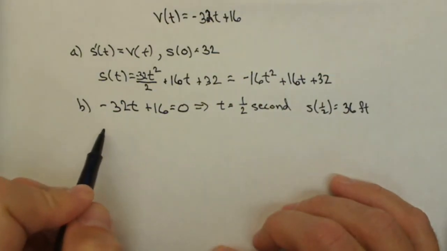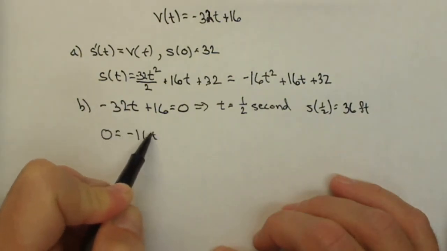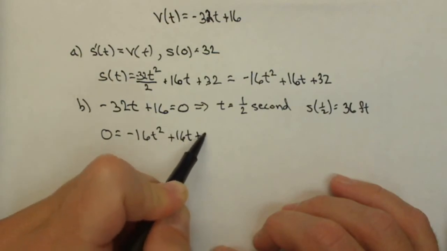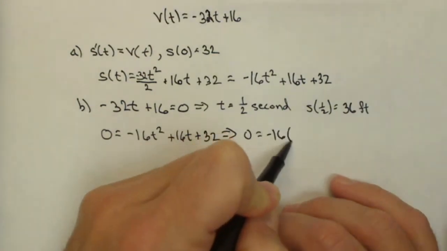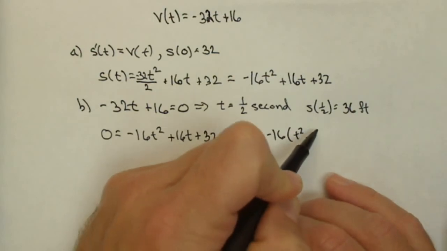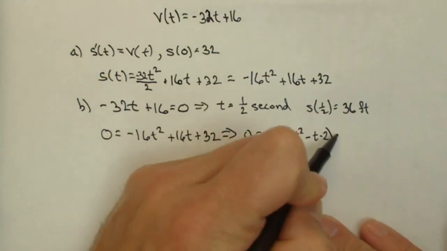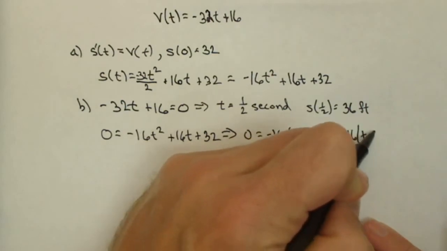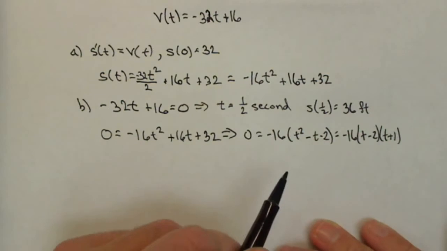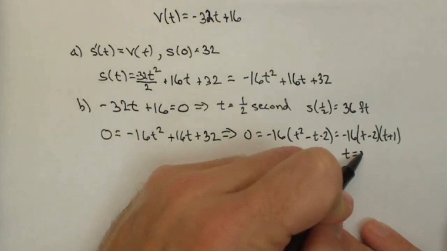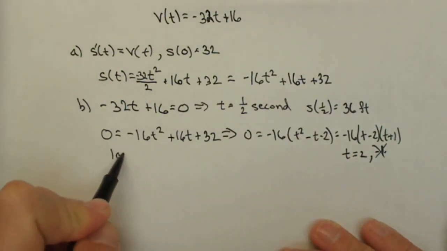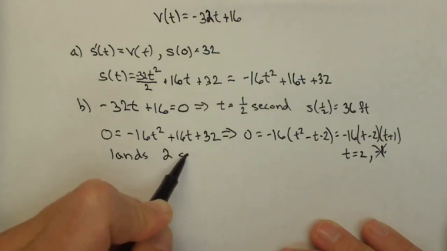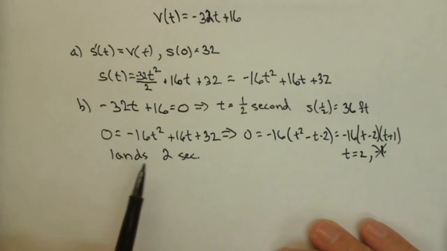Now, what time does the water balloon land? Well, that's when the height or the position of it is going to be 0. So 0 equals negative 16t squared plus 16t plus 32. This will factor. 0 equals negative 16 times t squared minus t minus 2, or negative 16 times t minus 2 times t plus 1. Now from this we get two solutions, right? t equals 2 and negative 1, but we're not concerned with the negative 1 in this context. So it lands at 2 seconds. It's going to be useful for us going forward.